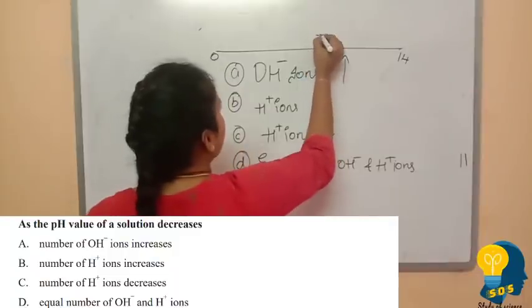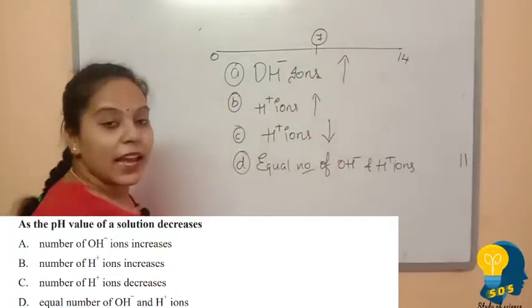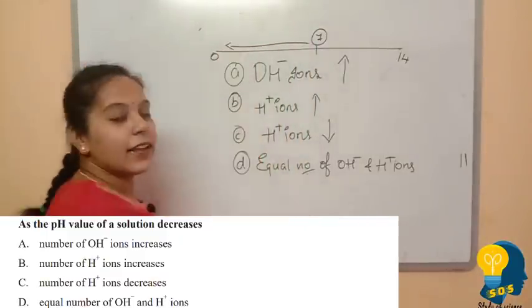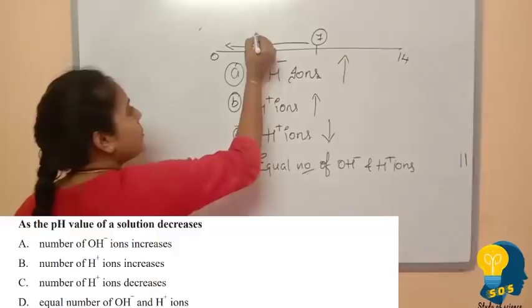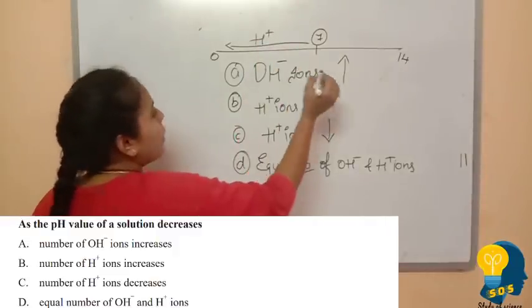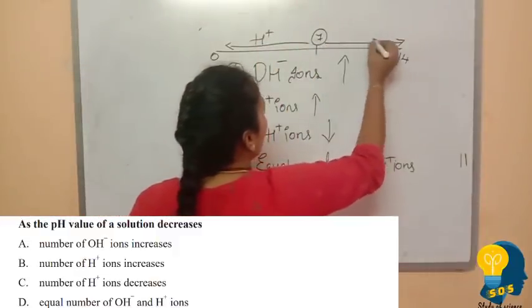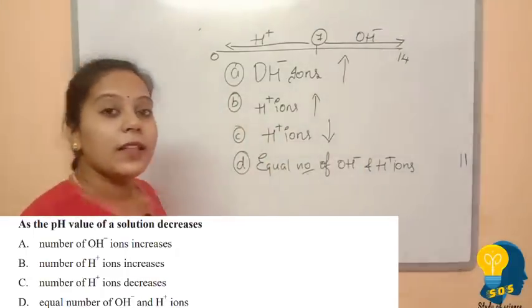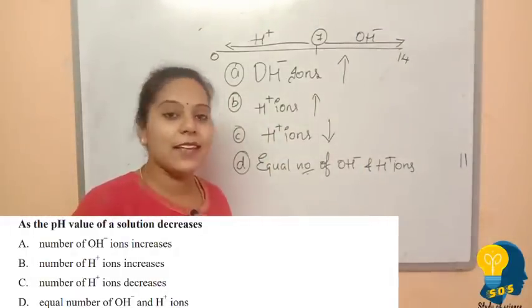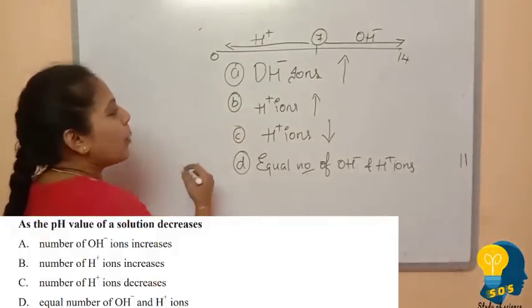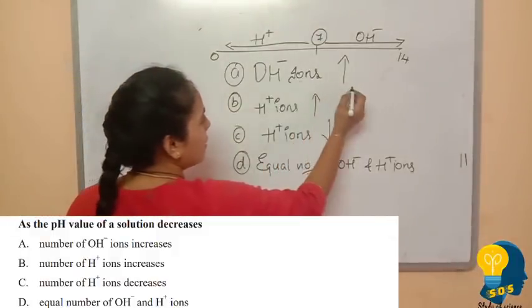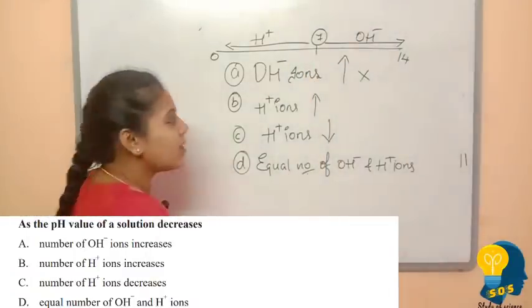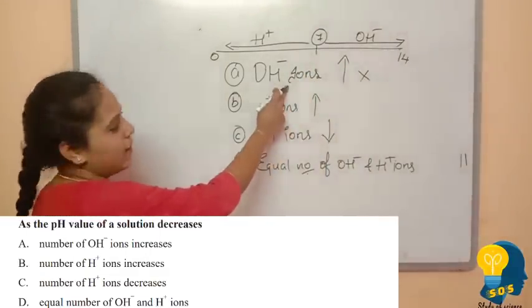And 7 will be the neutral. When the pH value decreases, what happens? Acidic value increases. That means H plus ions increase. When pH value increases, OH minus ions increase. So our question is, when the pH value decreases, the first option is OH minus ions increase. Obviously not, because only when pH value increases, OH minus ions increase.